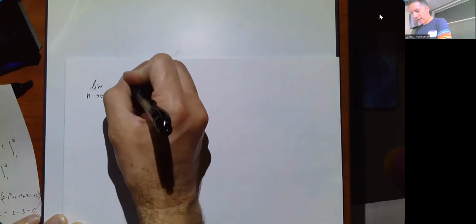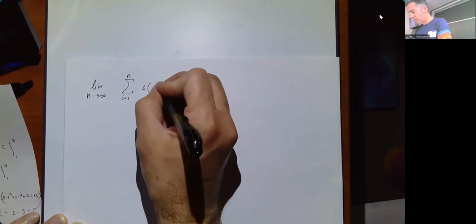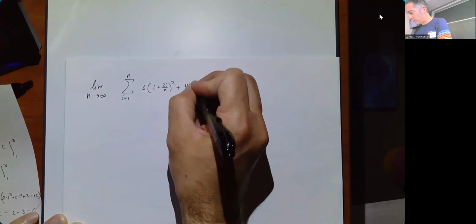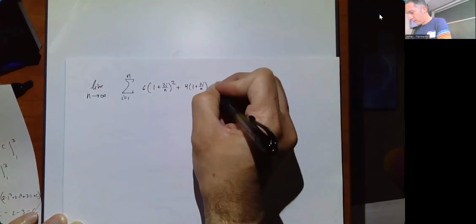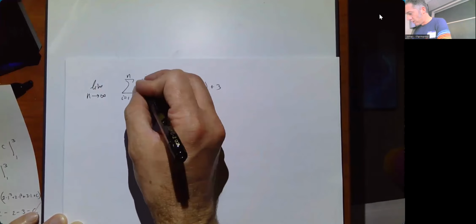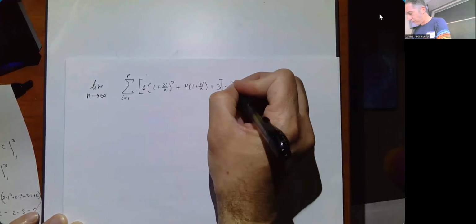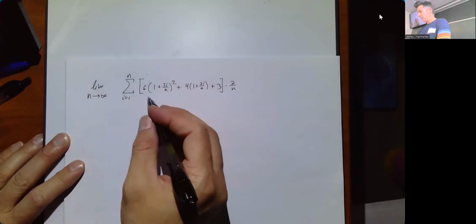So let's try and calculate this: the limit as n goes to infinity of the sum from i equals 1 to n of 6 times (1 plus 2i over n) squared plus 4 times (1 plus 2i over n) plus 3, all times 2 over n. And if you want to save yourself from writing out the limit and the summation every time, just say you're going to deal with the inside stuff for a minute.